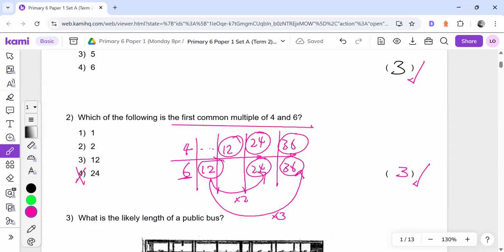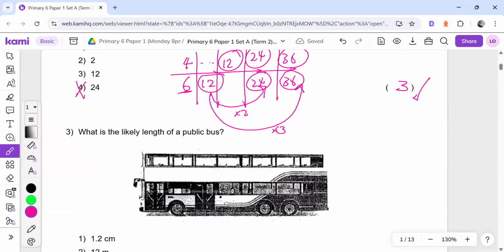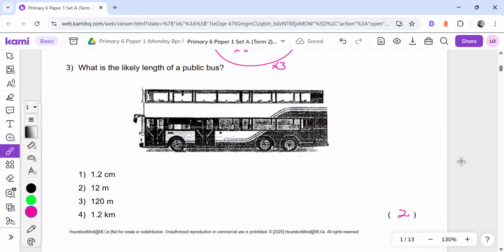Question number 3. What is the answer? The answer is number 2. It cannot be 1.2 cm. 1.2 cm is just between my thumbnail to my fingernail. It cannot be so short. It cannot be 1.2 km. The km is like a distance to run. Too long already, too far already. It cannot be 120 meters. Why? Because if you go for sports day, you run 100 meters. Wow, that's quite long also.